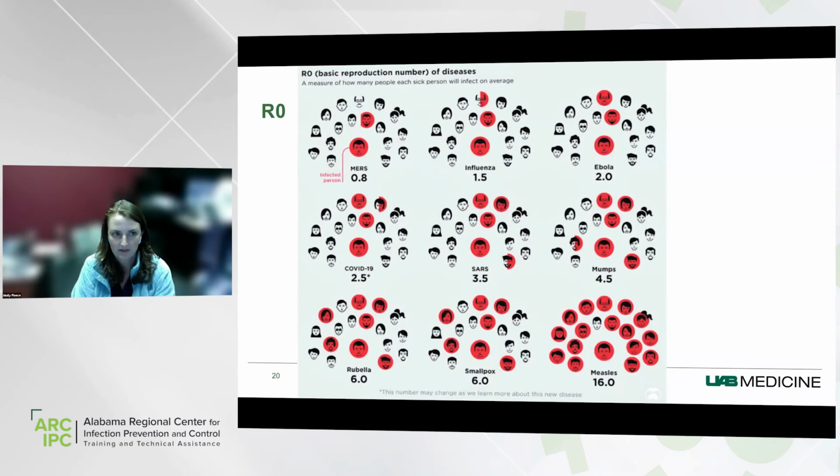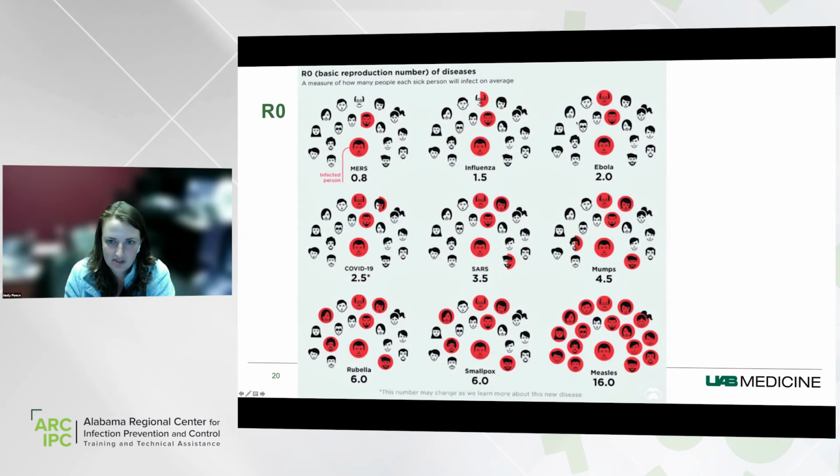But just a little bit about this R naught value, a measure of how contagious a virus is, or how many people each sick person will infect on average. This is looking at your centralized infected person here, and how many people, denoted by the additional red people around this central person, would be infected based off of one sick individual. And so here we have our friend, the flu. On average, one sick kiddo would infect 1.5 other people.